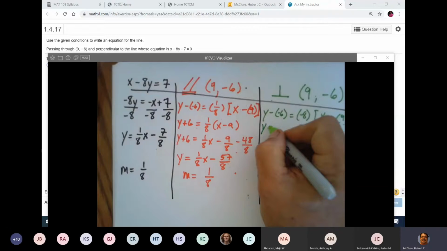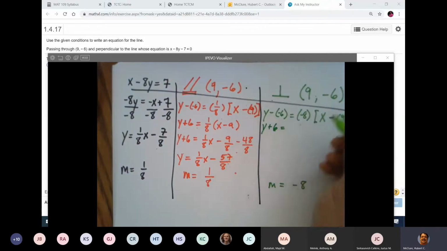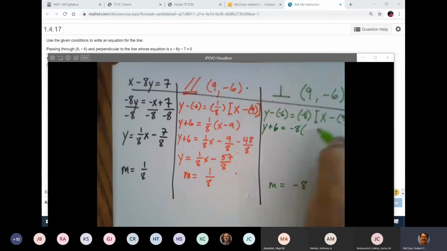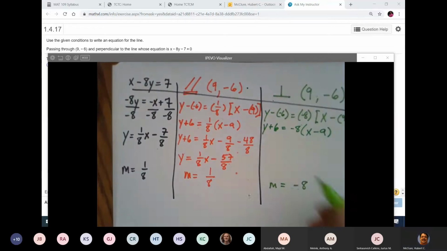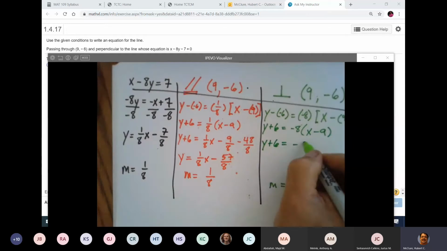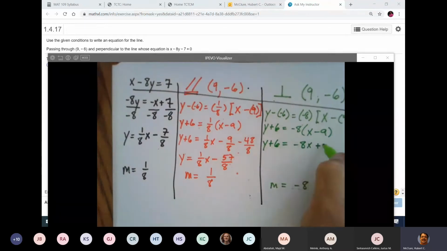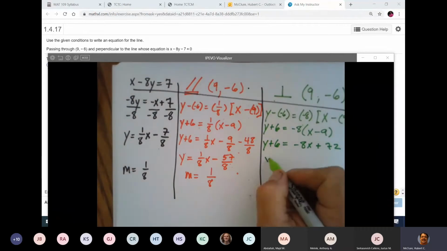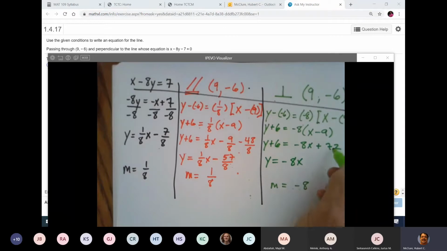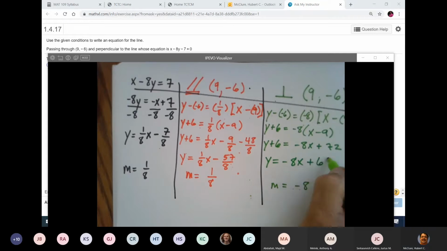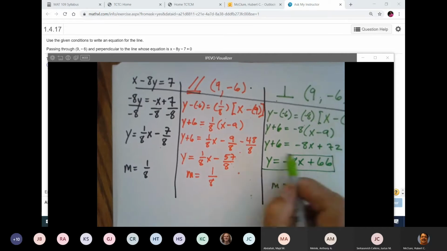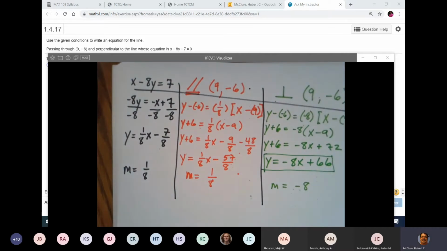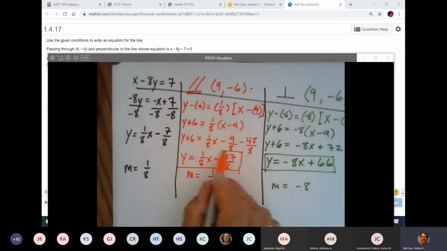Y plus 6 is equal to -8 times x minus 9. Y plus 6 is equal to -8x plus 72. And y is equal to -8x plus 72 minus 6, which is 66, isn't it? Yeah. Thank you, class. Appreciate the input.